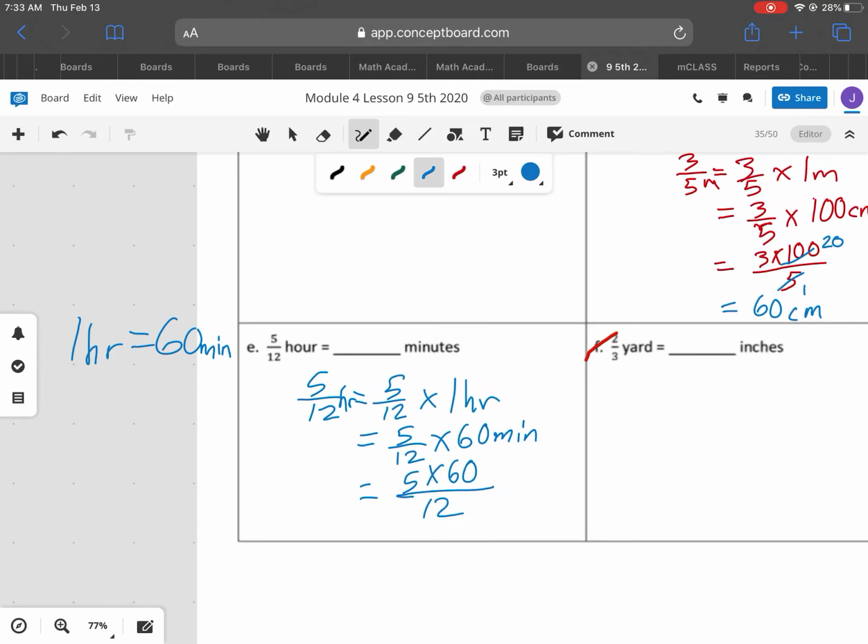which we can do 5 times 60 over 12. Now here's something that you need to know. 12 can go into 60 5 times. Okay, half of an hour is 30 minutes. 5/12 is close to half of an hour, but less. And if we do 5 times 5, you get 25 ones, which is 25 minutes.